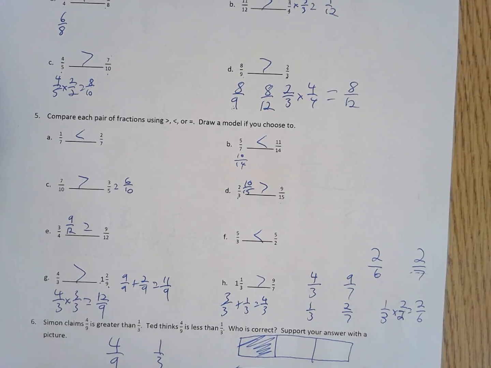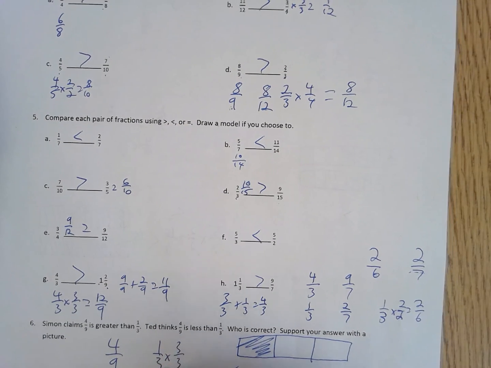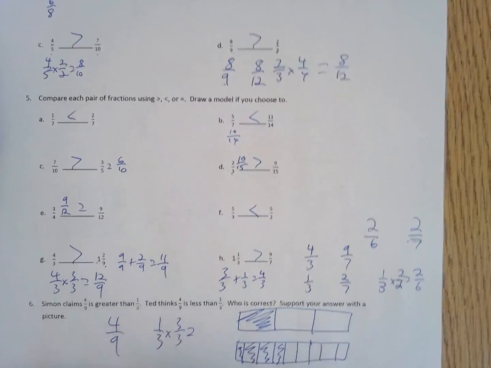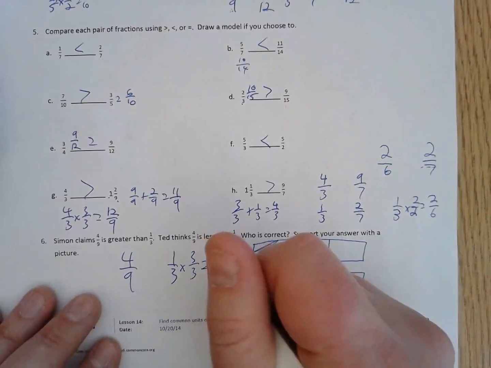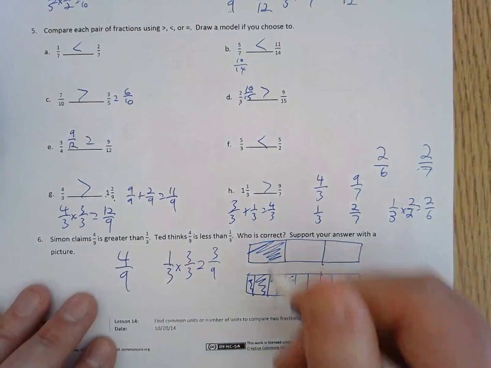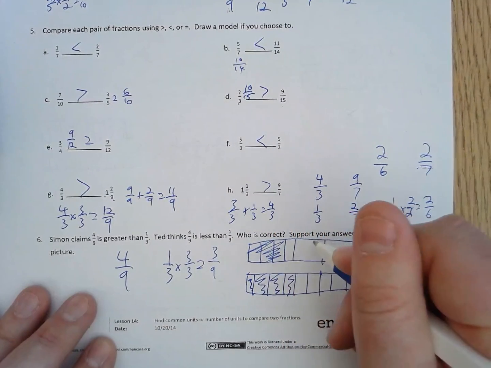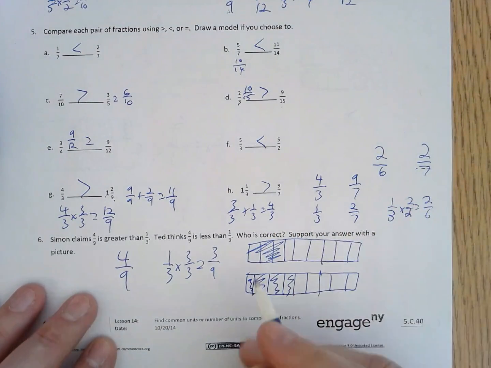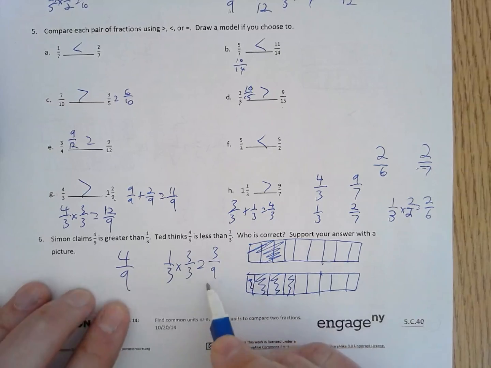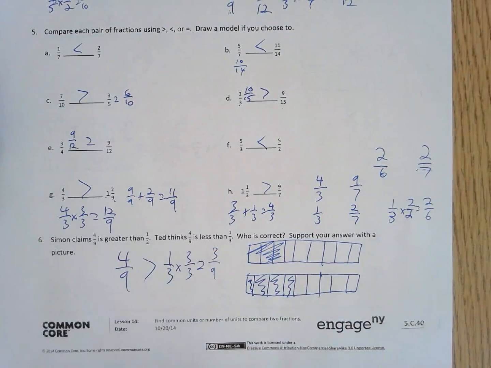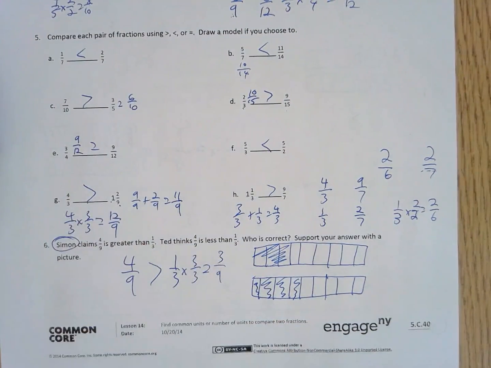Okay? We multiply this by 3/3, so we get the same denominator. Oops. We get 3/9. So now we're going to decompose that into smaller parts. So we have 3/9, 4/9. We know 4/9 is greater, so Simon is the correct one.